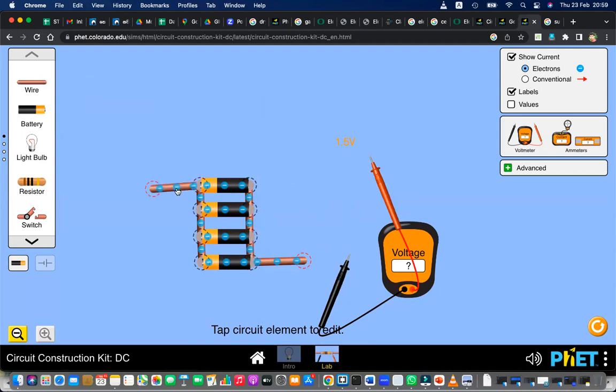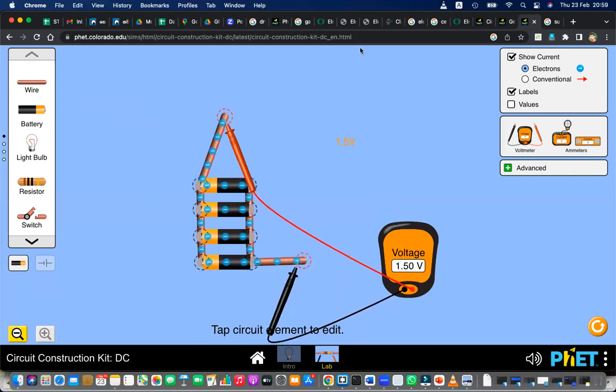Here I have to take one from plus. What will be the voltage? Yes? Come on, guys. Okay, now it is only 1.5, right?